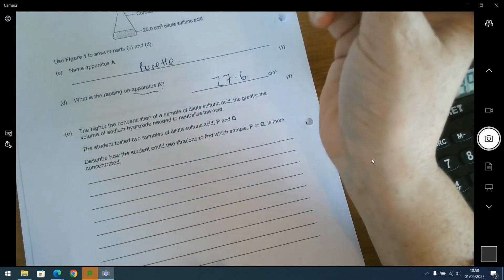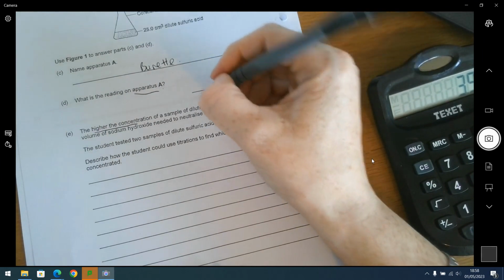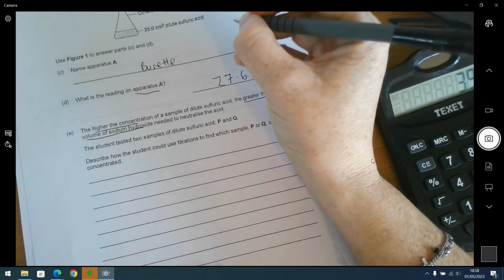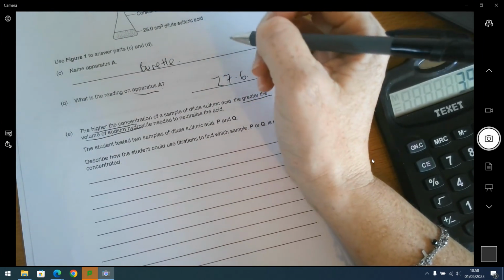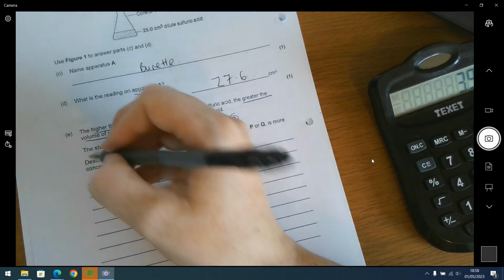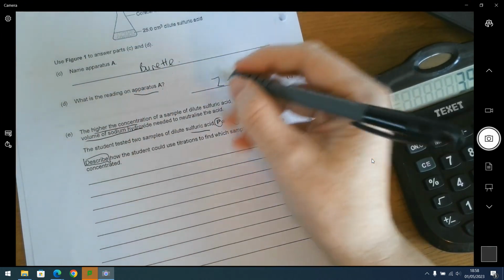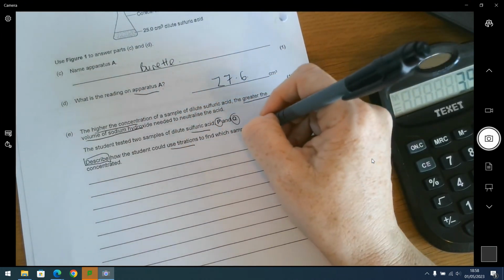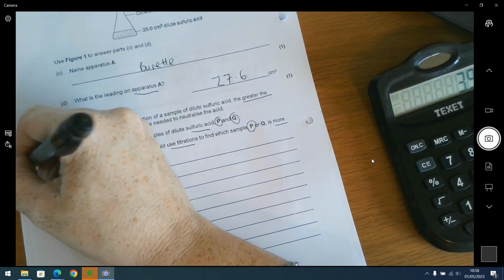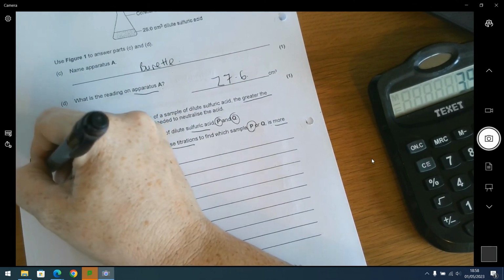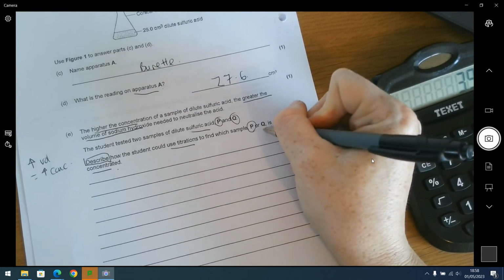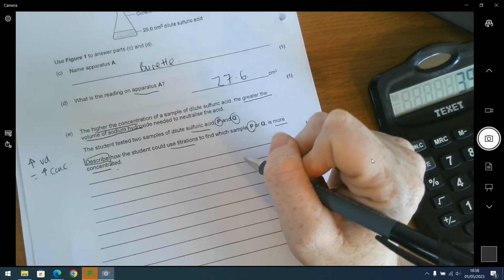You've then got your 6 marker question where it says the higher the concentration of a sample of dilute sulfuric acid, the greater the volume of alkali needed to neutralize it. Okay, the student tested 2 samples of sulfuric acid, sample P and sample Q, and it's asking me to describe how the student could use a titration to find out which sample is more concentrated. So I know from the question that a greater volume equals a higher concentration. So if this has a higher volume than that, then I'd say P is the concentrated sample.